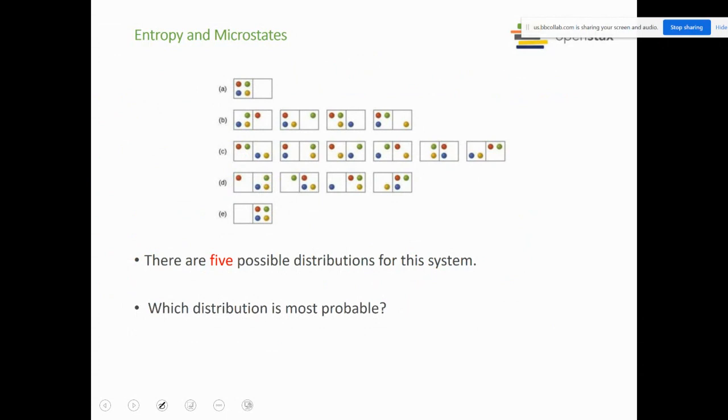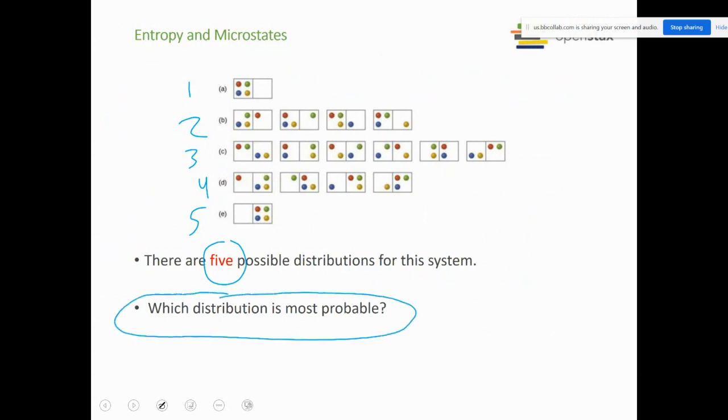Now, this is basically something that I talked about, five possible distributions, right? 1, 2, 3, 4, 5. Again, this is the same picture as the other one. Now, the most important question, and I'm going to end it here, and we're going to talk more about it: I have five different distributions, right? So which distribution is most probable? Just think about it conceptually.